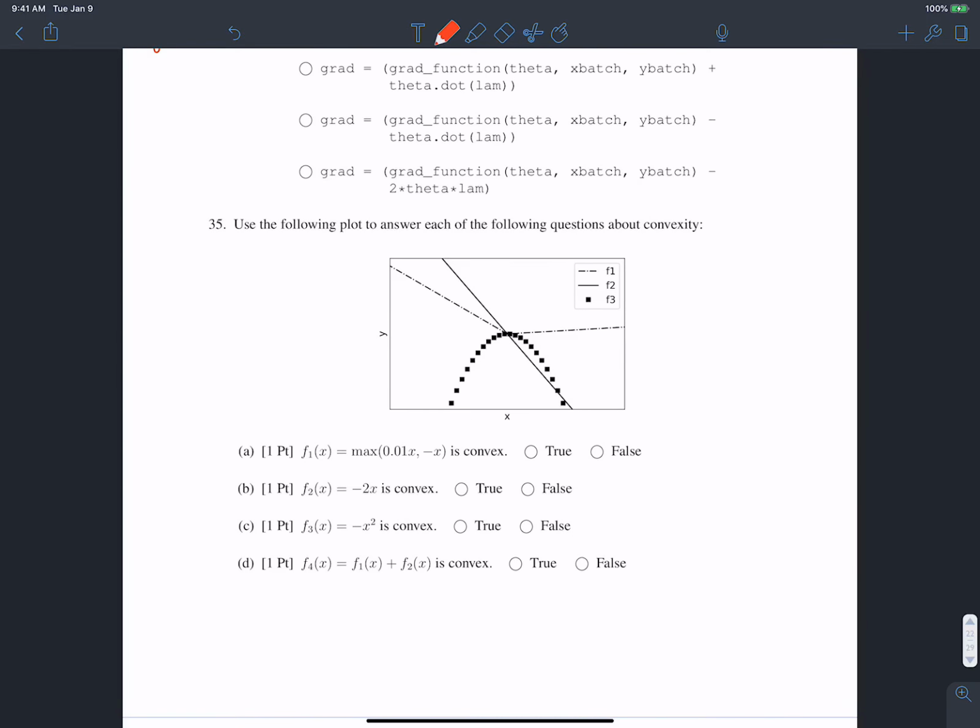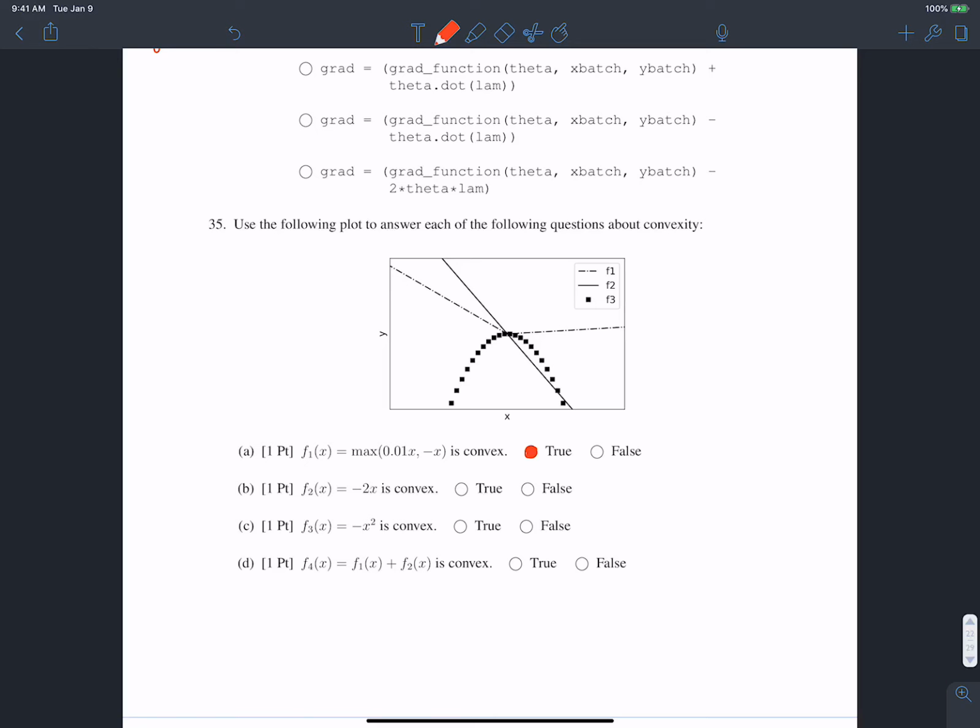Now lastly, 35: use the following plot to answer each of the following questions about convexity. Firstly, f1 of x, which is equal to the max of 0.01x and negative x, is convex. So that's true. And let's look at why. The definition of convexity that will probably help us the most in this diagram is trying to see if every possible secant line we draw on the function will be on or above the function.